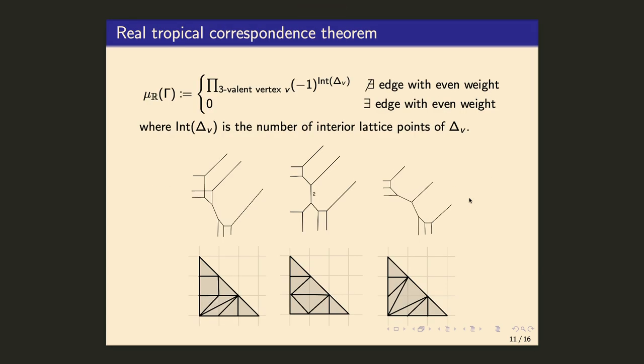And there's also a real tropical correspondence theorem by Mikhalkin. So here's what the real multiplicities are. So now, again, we only care about the three-valent vertices. And we actually have two cases. So in case that we have an even weight, just like here in the middle, we have this weight 2, then the real multiplicity is just 0.